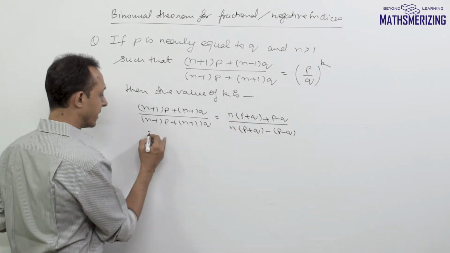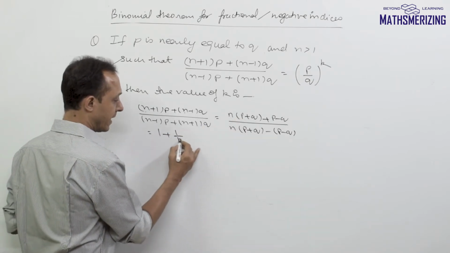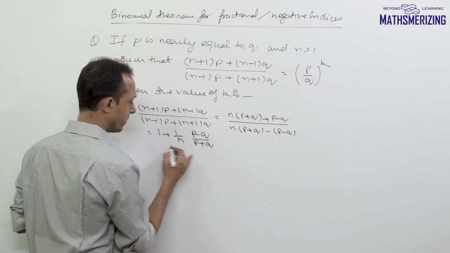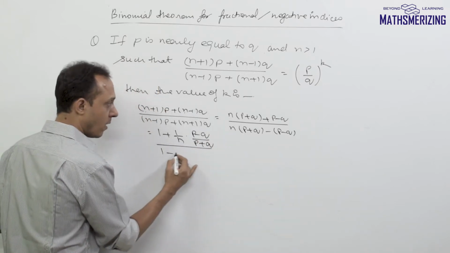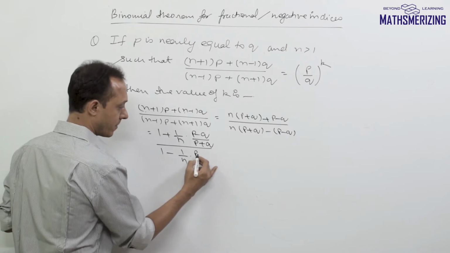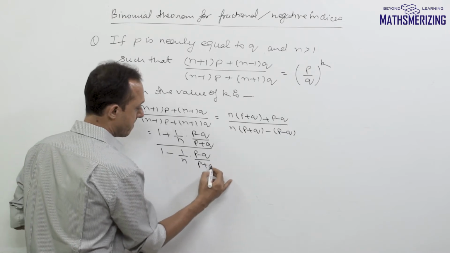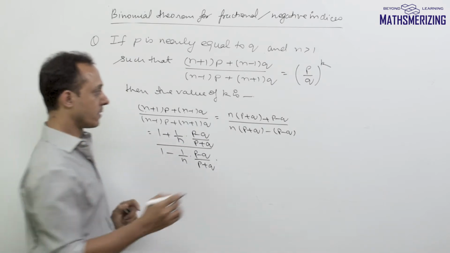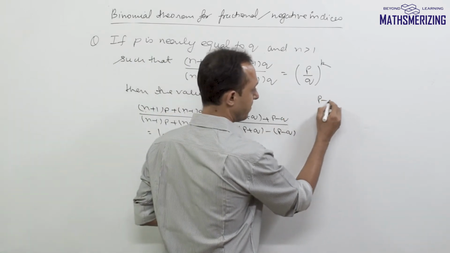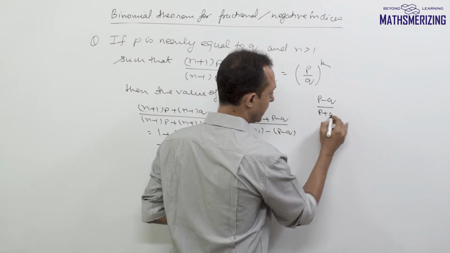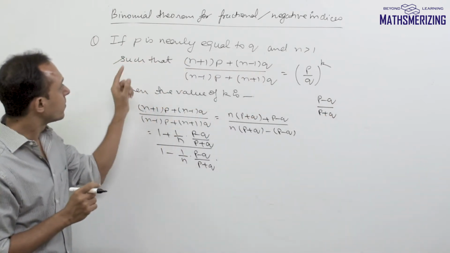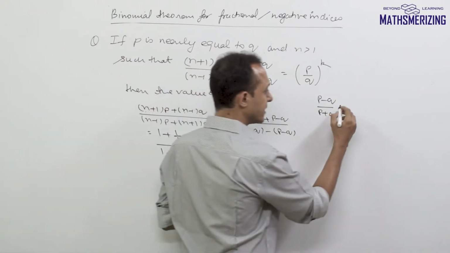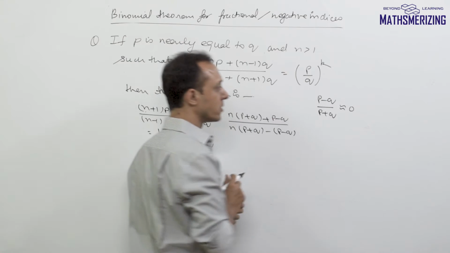If I divide it, I'll get 1 plus (1/n)(p-q)/(p+q) in the numerator, and here I can write 1 minus (1/n)(p-q)/(p+q). Now if I look at this expression, which is (p-q)/(p+q), p and q are nearly equal, right? So p is nearly equal to q, so this value is very, very small, nearly equal to 0.